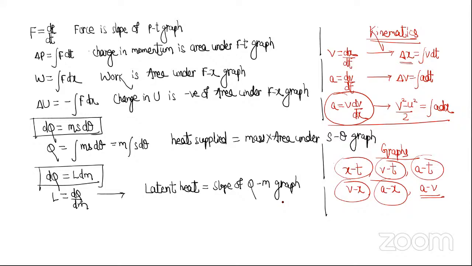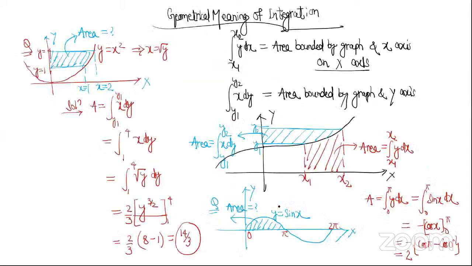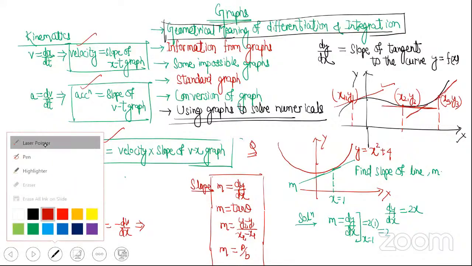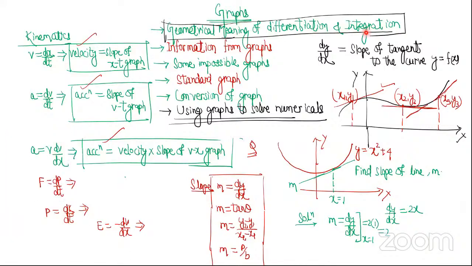So the topic was how to find information from different graphs. You see the second point that we have covered. First point, geometrical meaning of differentiation and integration. Second point, how to find information from graphs. So given any graph in this chapter, we know which information can be found. अच्छा, next is some impossible graphs and some standard graphs.